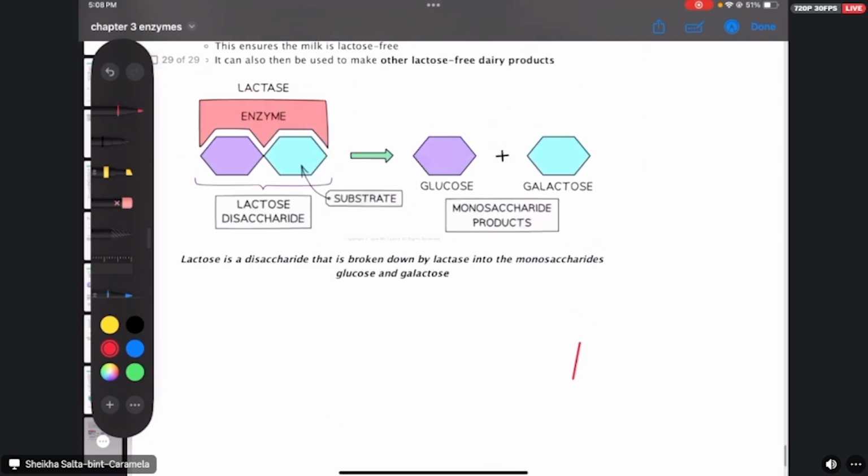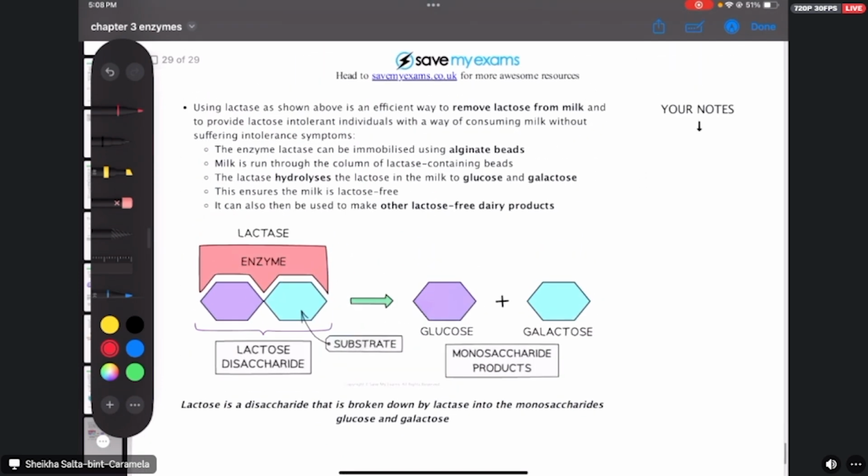And yeah, that's it. This was the shortest chapter. And alginate beads and immobilization of enzymes will also be included in your paper 3 practical, in which you have to immobilize the enzyme yourself.